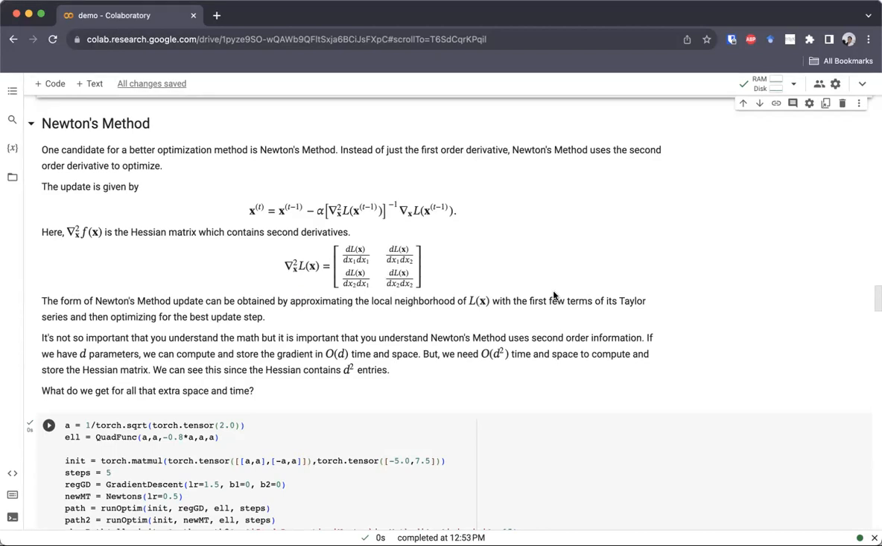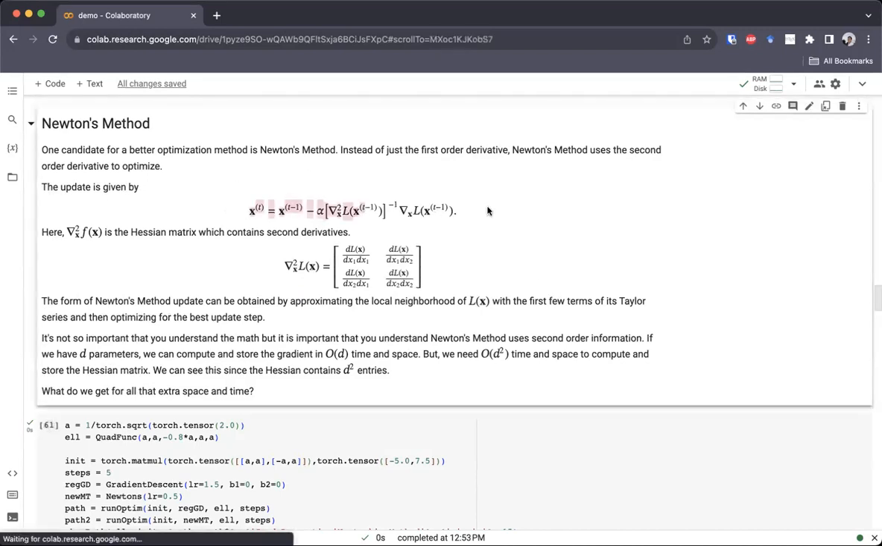The Newton's method update in the higher dimensional case that we're used to, when we have a function with lots of variables, is given by this, which looks quite similar to what we had before, except we've just added this extra term here. This extra term is called the Hessian matrix, and this contains second derivative information.